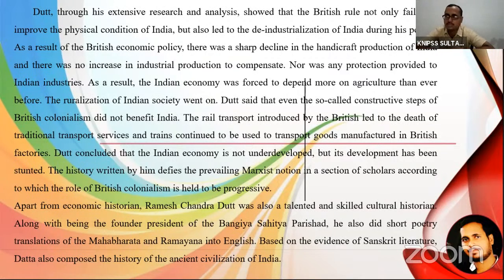Professor R. C. Dutt said that even the so-called constructive steps of the British colonizers, like the development of roadways and railways, did not benefit India. Dutt says that the rail transport introduced by the British led to the death of traditional transport services, and trains were used to transport goods manufactured in British factories. The British say that railways developed the transportation facilities of the Indian economy, but Dutt says no, this is a fault.